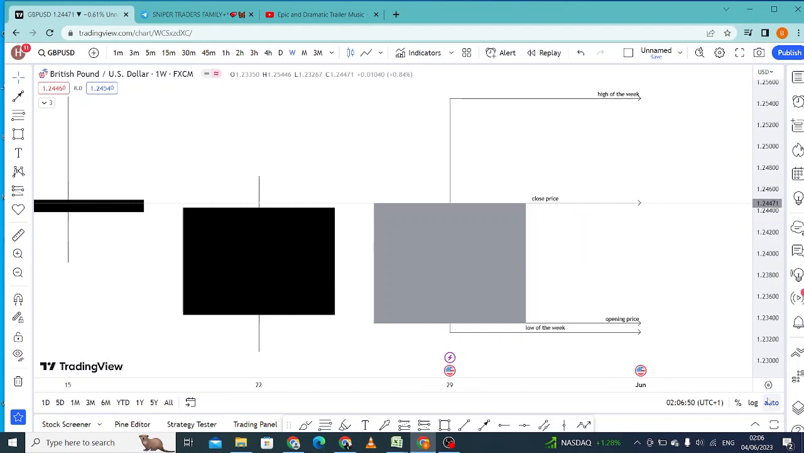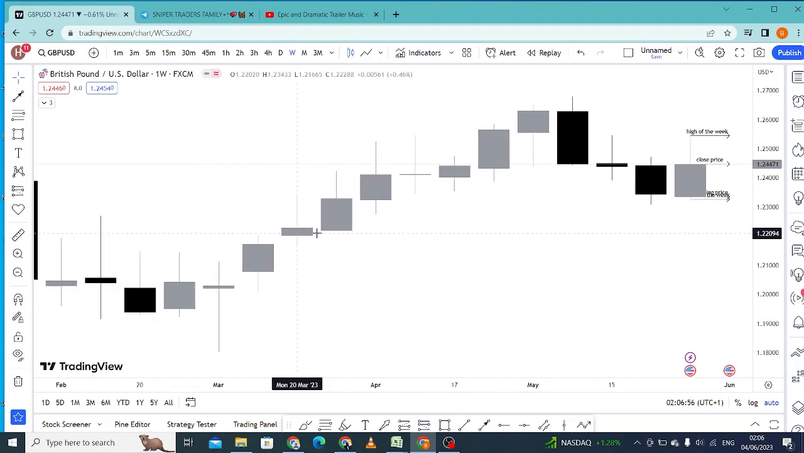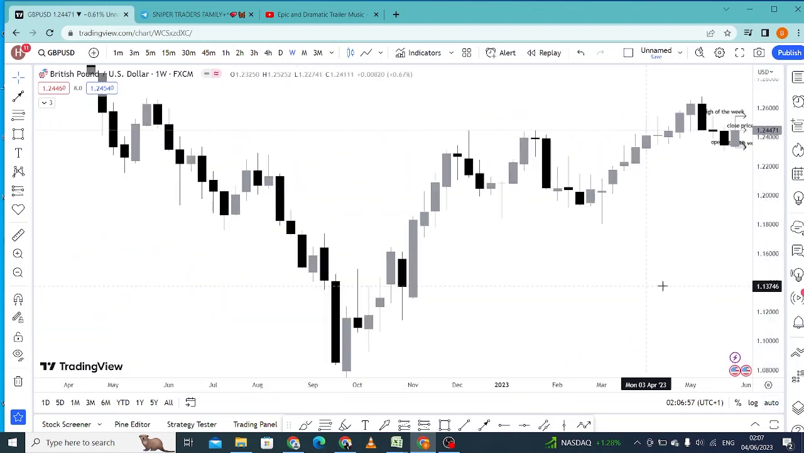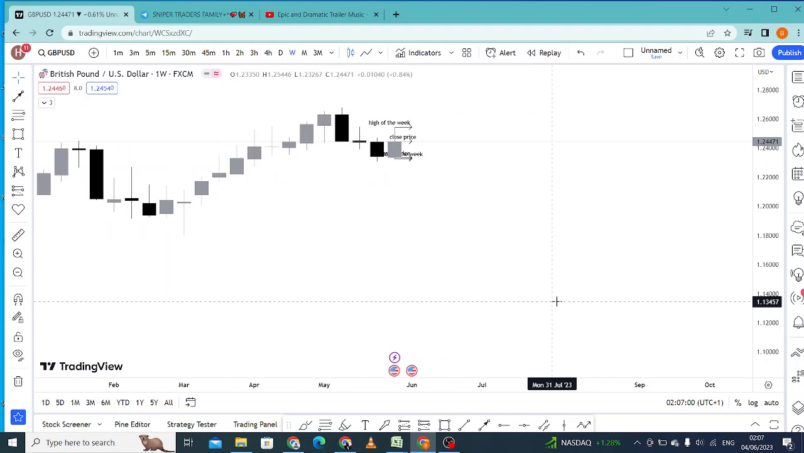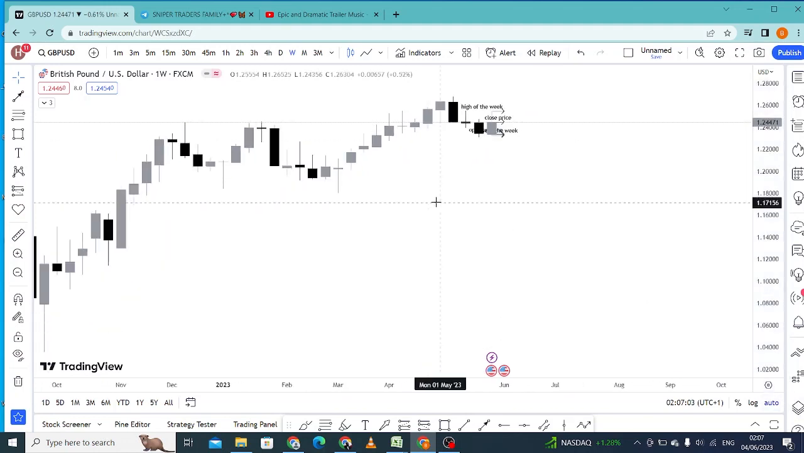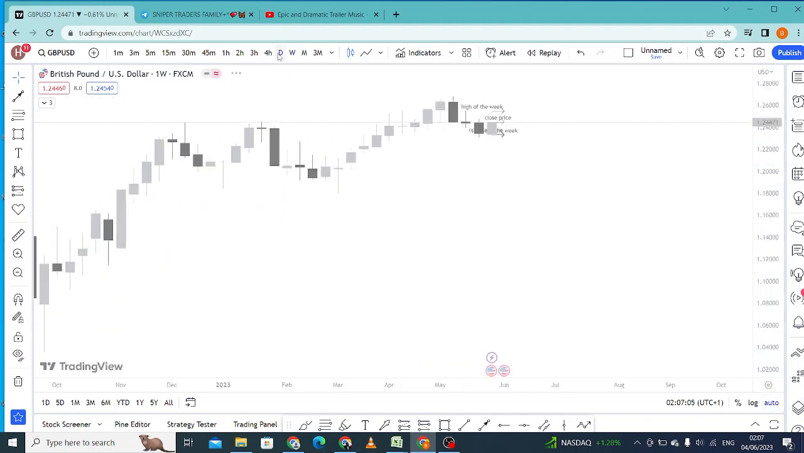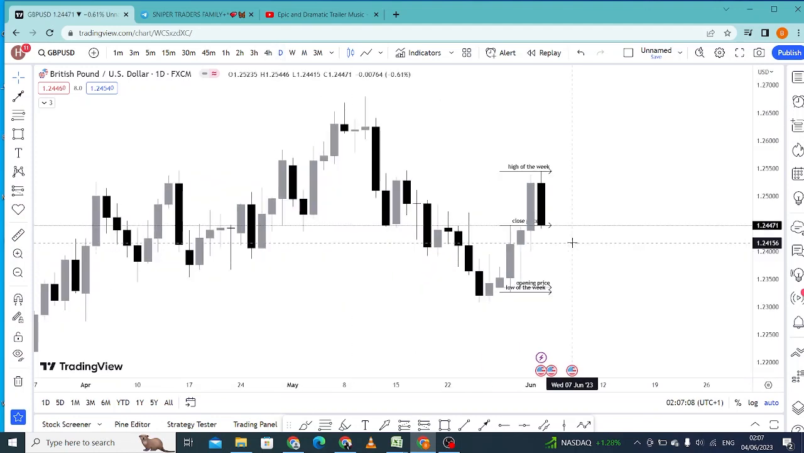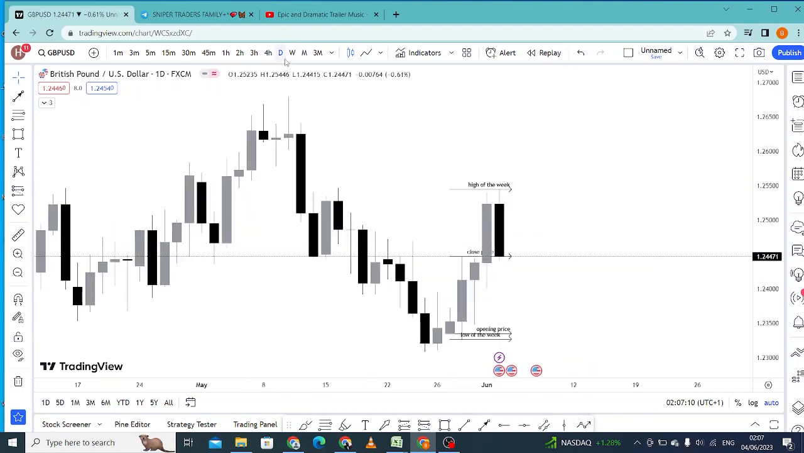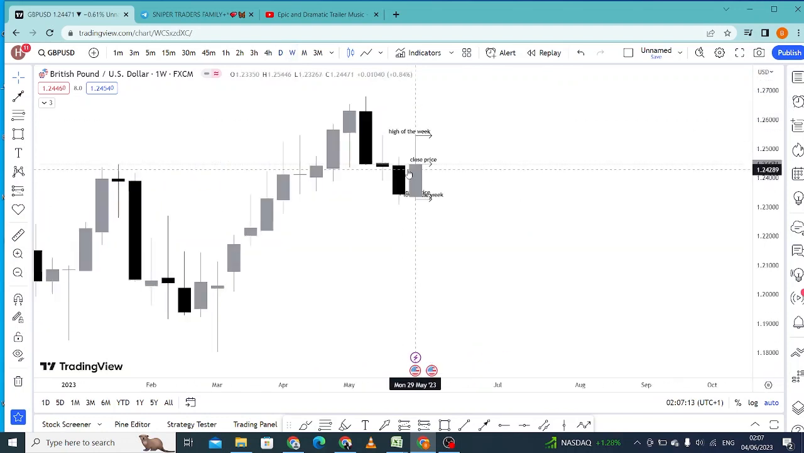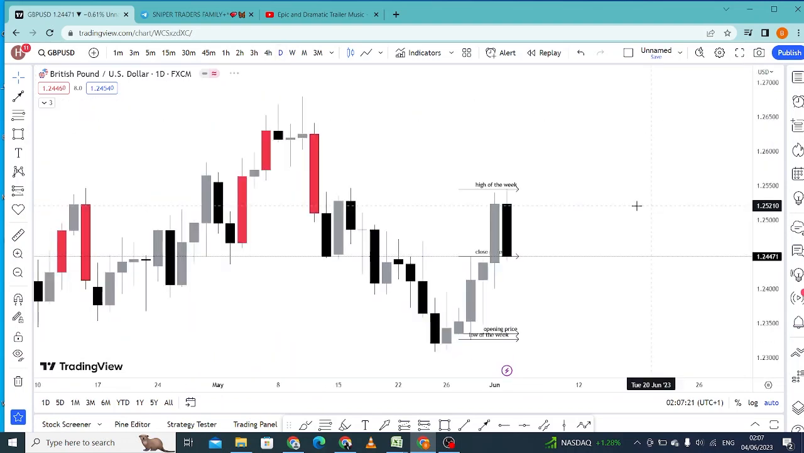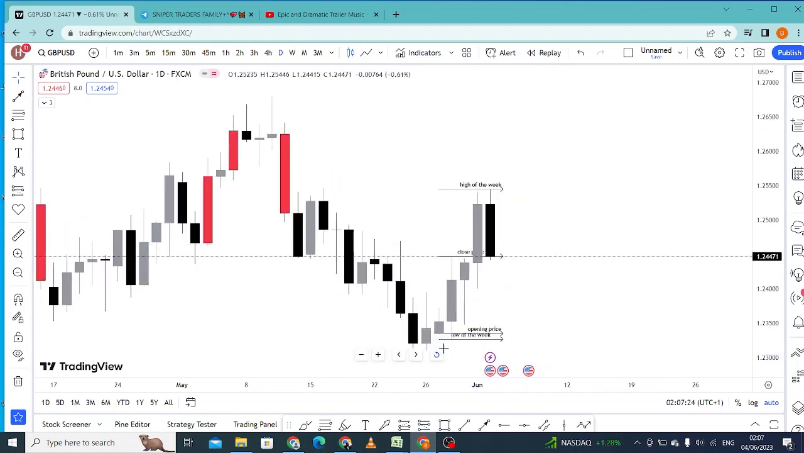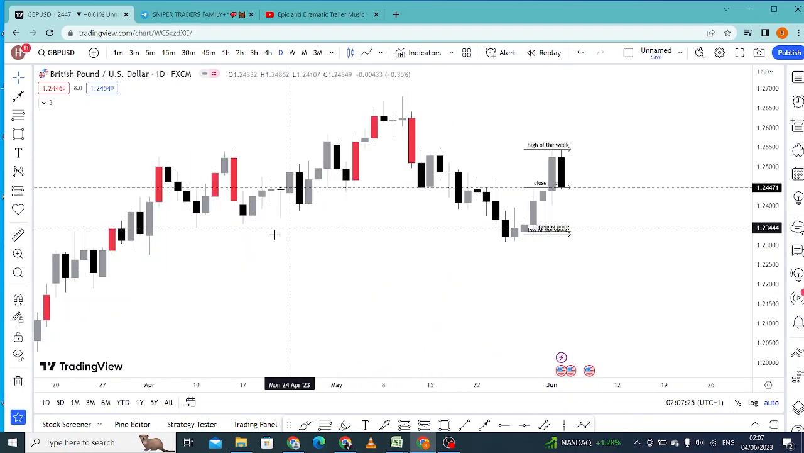Now we can transpose this to a different time frame. We can transpose this to what happened during the week. Now let me go to daily. Yeah, this is my daily. So we saw our price moved from this place.